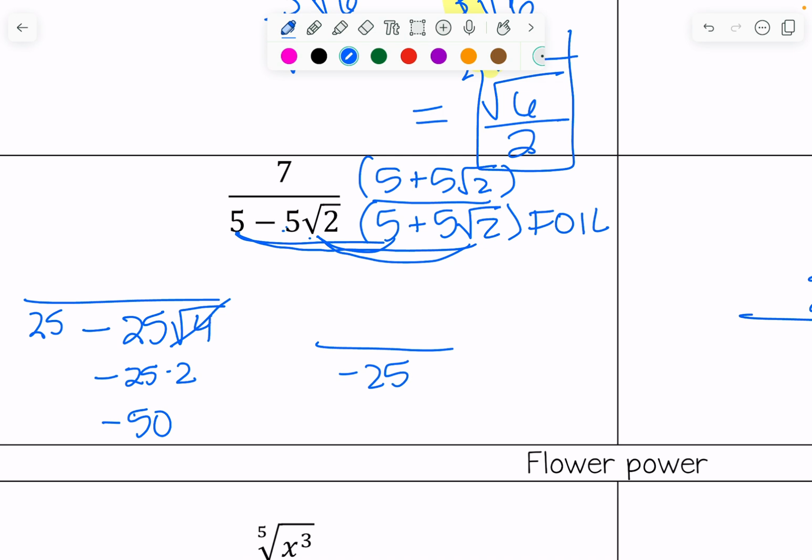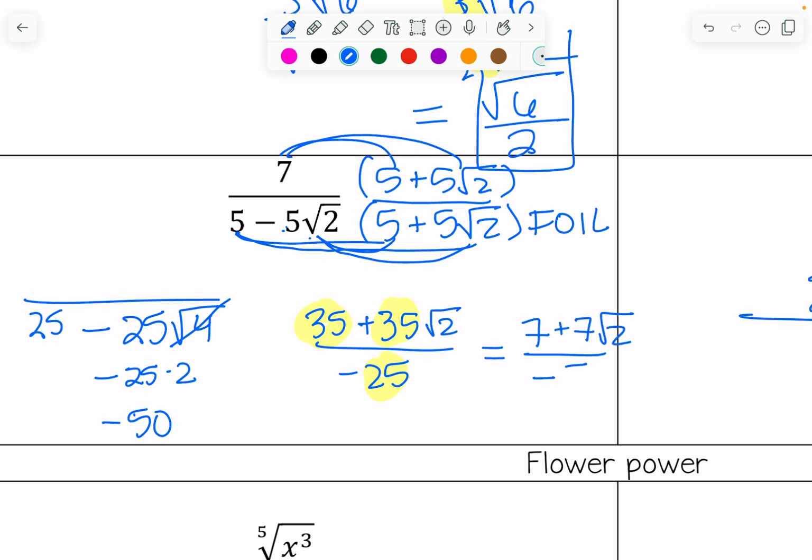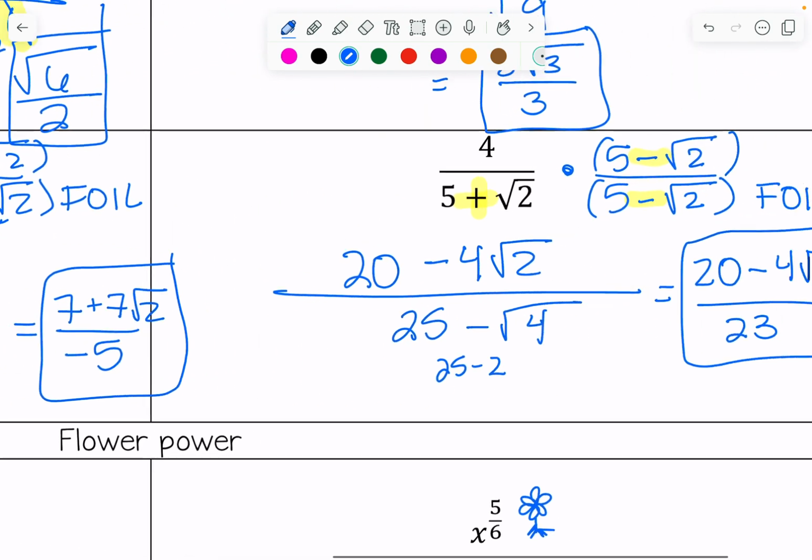Now let's see what the top is going to convert to. 7 times 5 is 35. 7 times 5 is plus 35 square root 2. I notice that everything can have something taken out of it. They are all divisible by 5. So take out the 5 and I get 7 plus 7 square root 2 over negative 5. That's our answer.